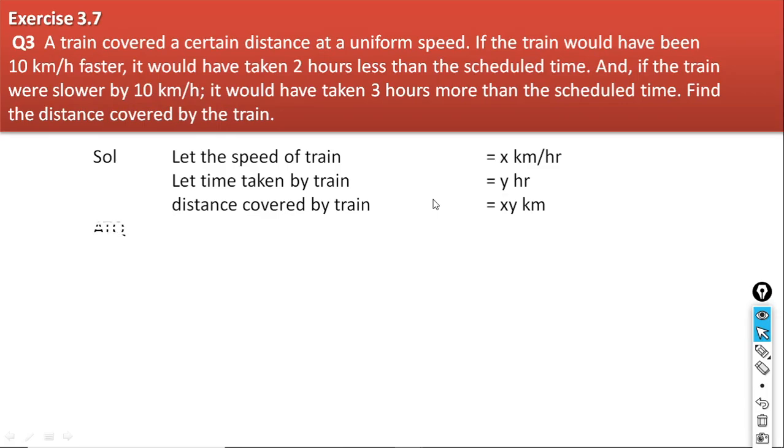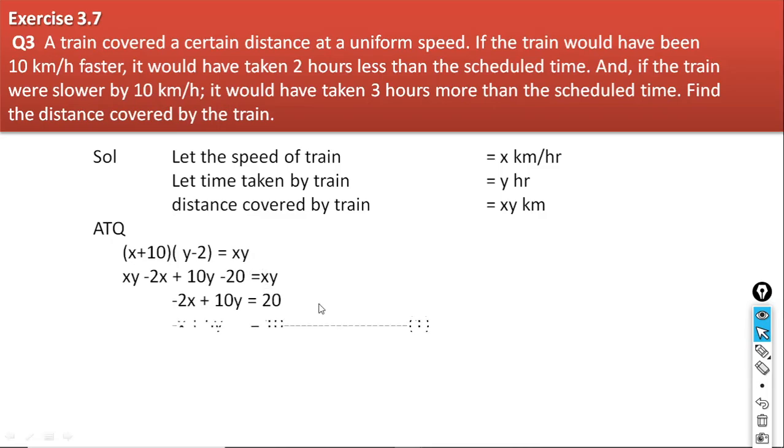In the first case, if the train had been 10 km per hour faster, the new speed is x plus 10. It would take 2 hours less, so y minus 2, and the product equals xy. Now students, it is very important to understand that if you increase the speed, the time taken will be less, but the distance covered remains the same, xy. From here we get the first condition. By simplifying, xy cancels, and we get minus x plus 5y equals 10.